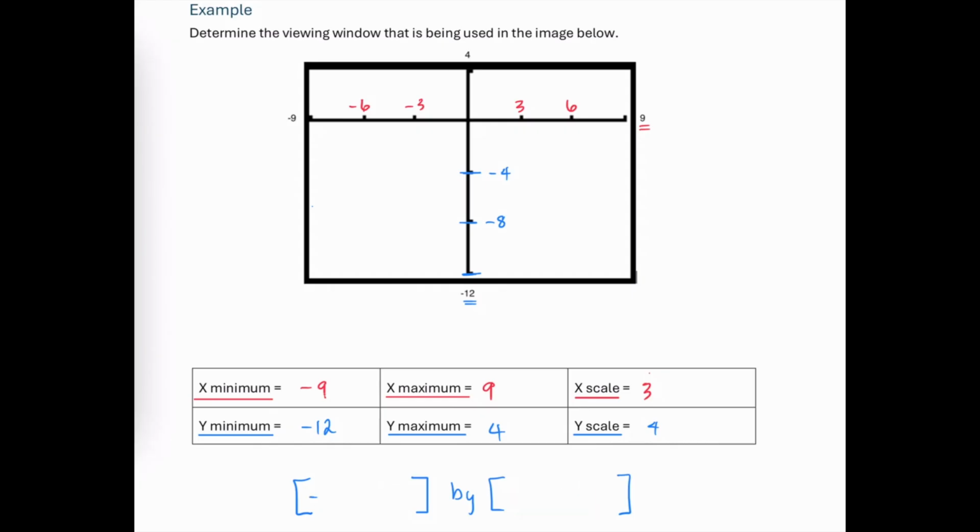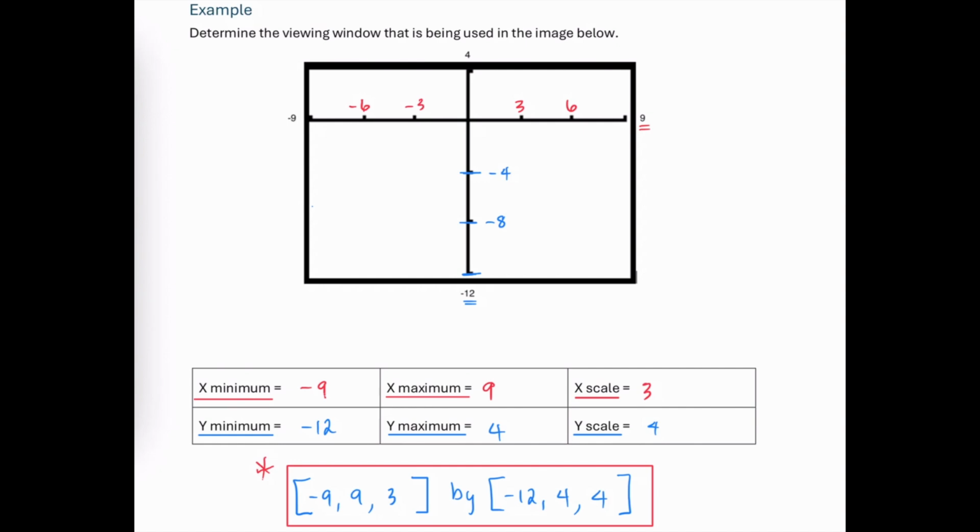For the x values, we start with the x minimum, we go to the x maximum, and then the third number is going to indicate this x scale. We do this again for the y values. We start with the y minimum, and then we have the y maximum, and the third number is again going to indicate the y scale. So this is our preferred way of writing the viewing window.